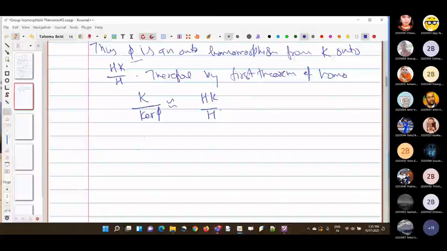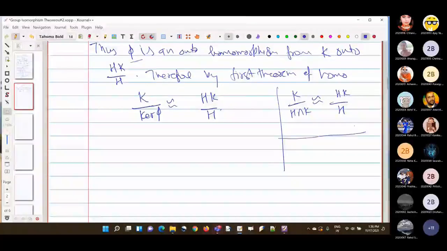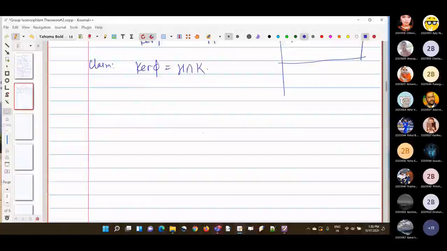Okay. Yes, sir. So what do we need to prove? We were supposed to prove this result: K by H intersection K, this quotient group, is isomorphic to HK by H, this quotient group. So what do we need to prove next? Now we claim that the kernel of phi, the map we have defined, is equal to H intersection K. That's all. So let us proceed.